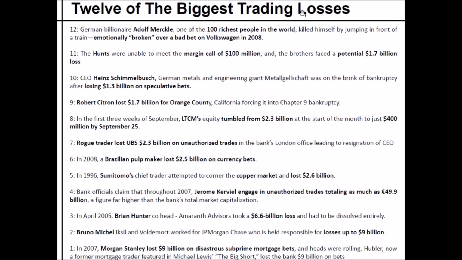12 of the biggest trading losses. Once you see that presentation and read about each of the persons, all of you who are listening to me, I would say just read at least one paragraph about each person, and you will really know that the richest person can become zero once they bet. It's a German billionaire, Adolf Merkle, one of the 100 richest people in the world, who killed himself by jumping in front of a train, emotionally broken over a bad bet on Volkswagen in 2008. So, all eggs in one basket.